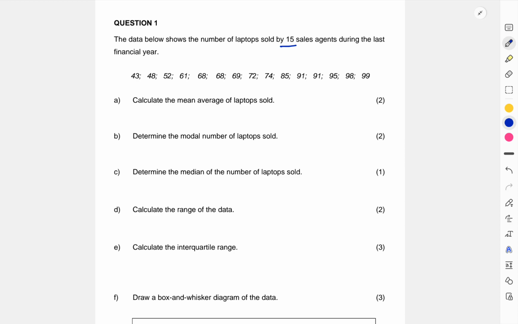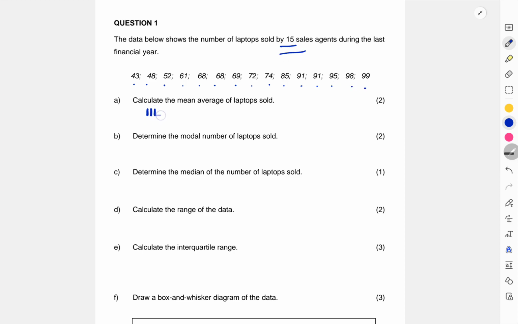Question 1. The data below shows the number of laptops sold by 15 sales agents during the last financial year. So again, you didn't have to go and add it up if you wanted to. You could have seen how many numbers were represented there, but there should be 15. And it says calculate the mean average of laptops sold. Oh, ma'am, it's mean of you to ask me to add all these numbers and to divide with how many there are, which is 15.